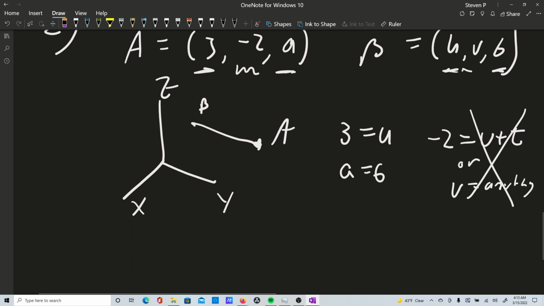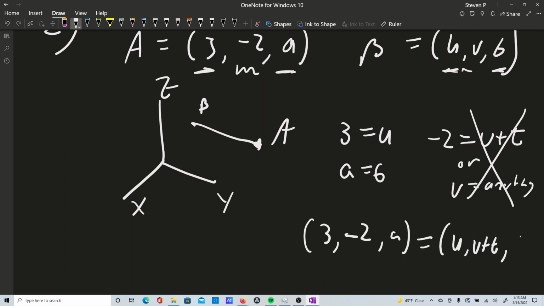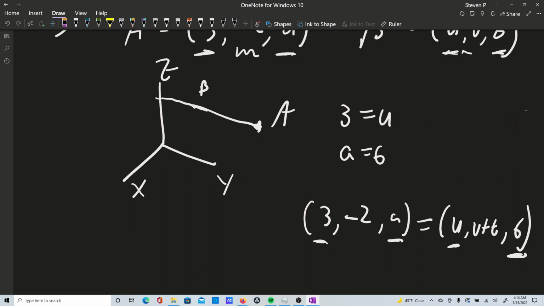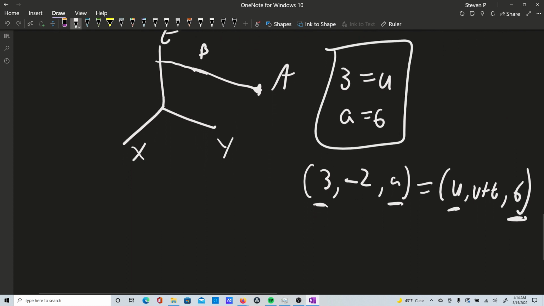Now, if you want to express it as a single equation, maybe the way to do it is saying that 3, negative 2, a is equal to u, v plus t times 6. So a couple different ways, but the point is the x and the z have got to be fixed because if the line is parallel to the y component, that means that every point of the line has to have the same x and z values. It's just that the y is allowed to shift. And that's what we're representing by the parameter t. Or again, you could just say v is equal to anything, or not even write that at all and just leave it as this. 3 is equal to u and a is equal to 6.